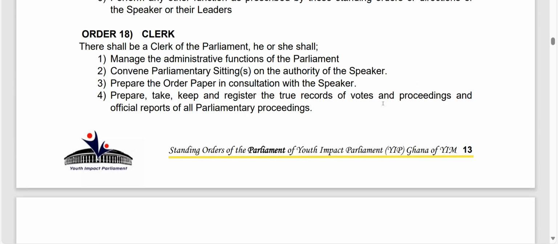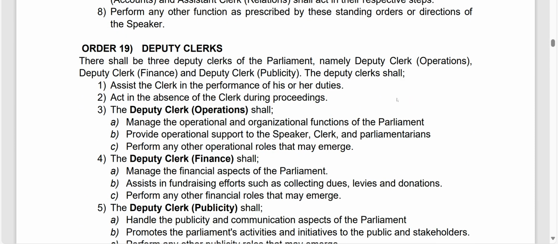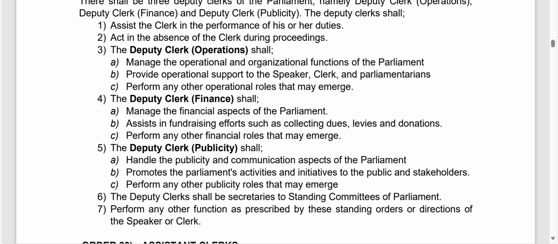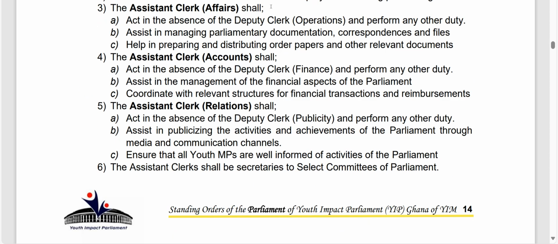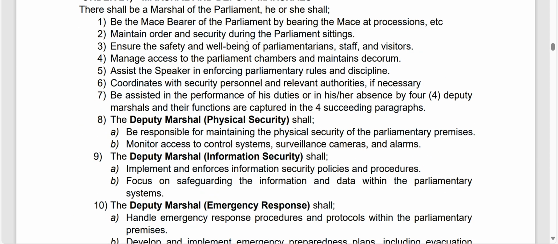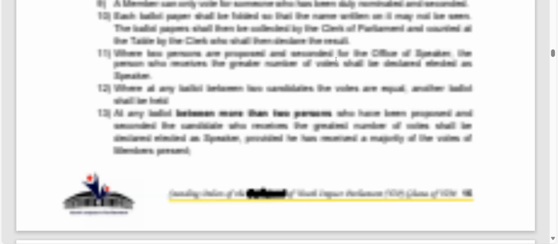The clerk is the secretary to the House, drafts the correspondence and all. He is assisted by 3 deputies and 3 assistants. The deputies are operations, finance, and publicity. They have their duties here, and then the assistants also have their duties. The marshal is more of the security personnel, and he has 4 deputies: physical security, information, emergency response, and VIP protection.